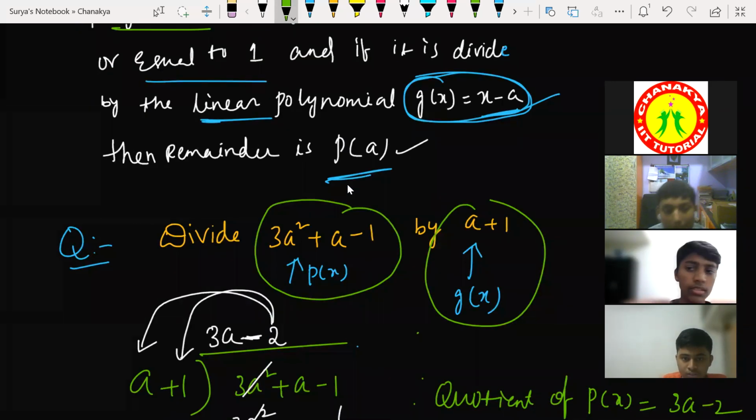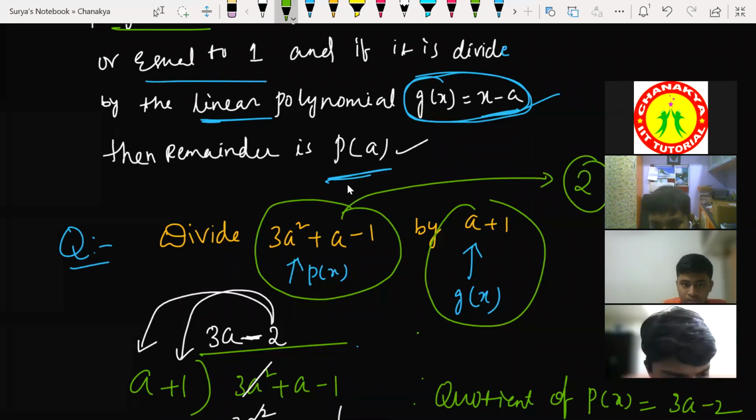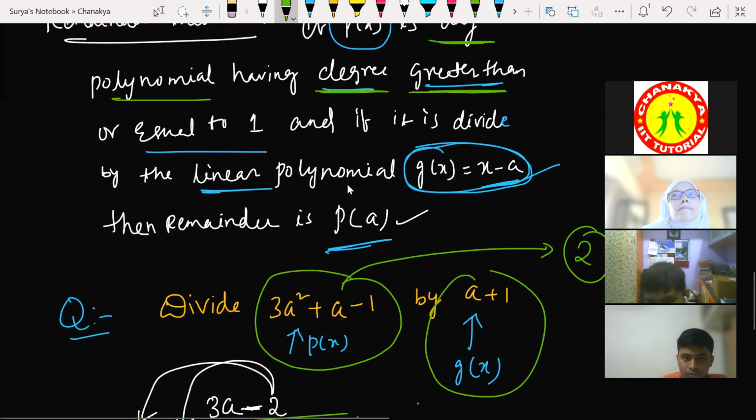Look at this here. What is the degree of this polynomial? 2. So which is greater than 1? That is what I was talking about in the definition.